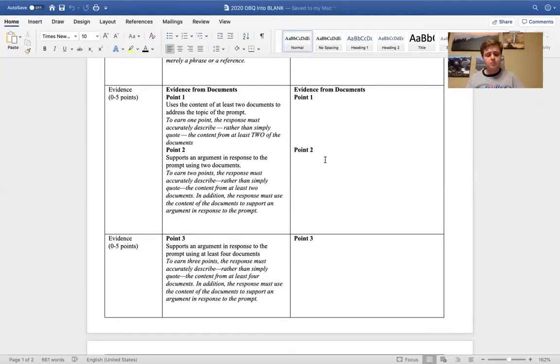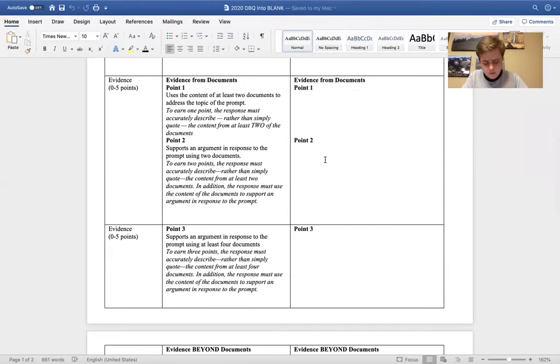So when you're writing your body paragraphs, like I said when I showed you at the bottom, it's very similar. It's the exact same format as an LEQ. You're just using information from the documents. And in tomorrow's video, we'll talk about how you're supposed to word the document that you're using for your evidence. But we'll get to that in tomorrow's video. We're just going over the rubric now.